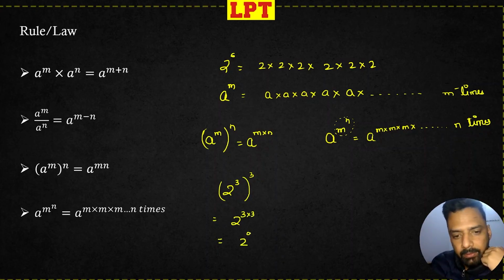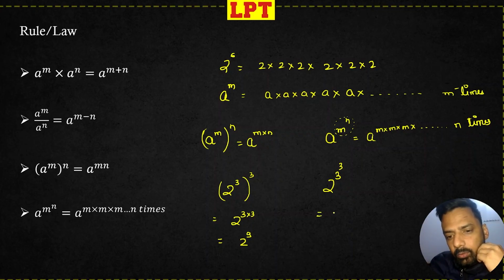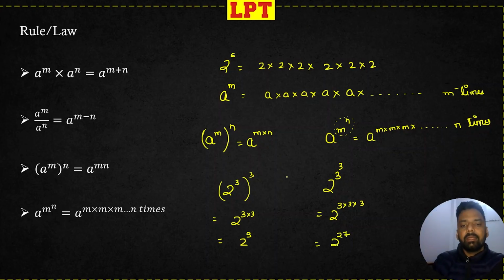Which is 2 to the power 9. And if we solve this, 2 to the power 3 to the power 3, it means its significance will be 2 to the power 3 into 3 into 3, which is 2 to the power 27. So clearly these two are not equal. Keep in mind, these two are not equal. So these four laws are very, very important, fundamental laws.